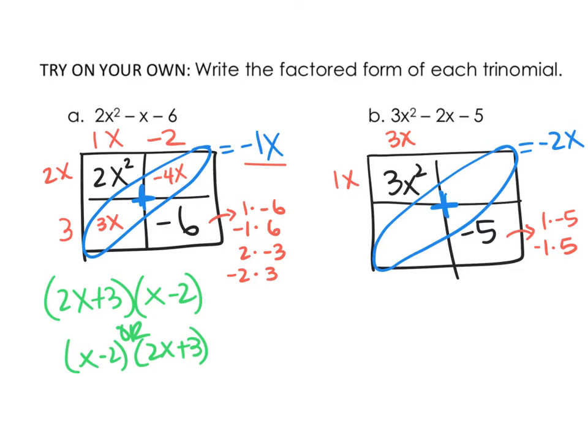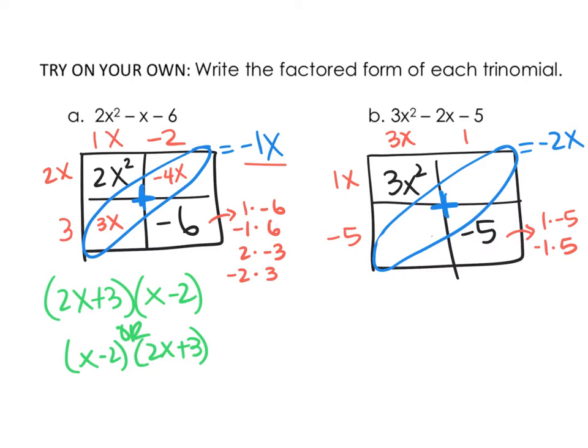Okay, so let's try our first option. 1 times a negative 5. Let's see if that works. So 1 times x is a 1x, and negative 5 times 3x is a negative 15x. That's going to be way too big to get me to be negative 2x. So that option did not work.